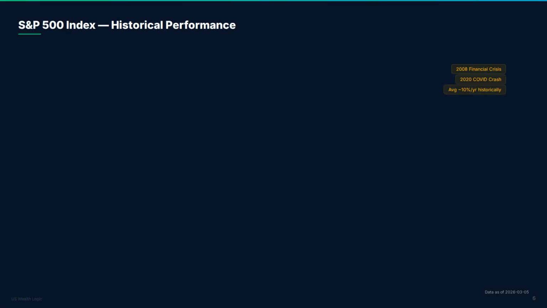Here's the big picture. This chart shows the long-term trajectory of the S&P 500 index. Yes, you can clearly see the major downturns, 2008, 2020, but zoom out, and the overall trend over decades has been upward. Historically, the S&P 500 has delivered an average annual return of approximately 10% before inflation.